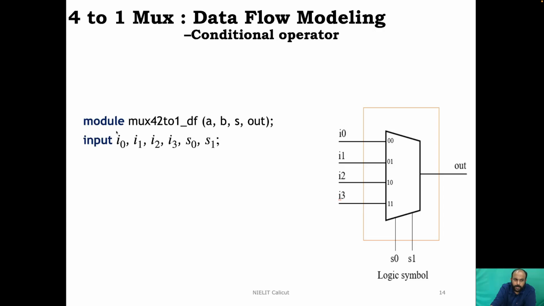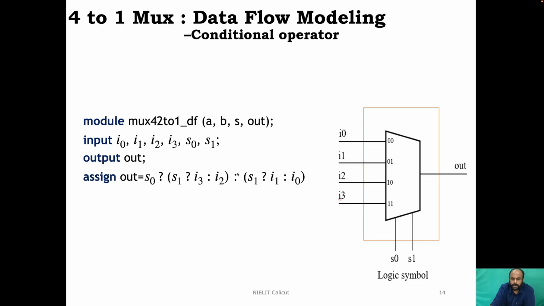So as normal, we have to write the module name. Here I have written module 4:1 multiplexer underscore DF to indicate that it is data flow modeling. Any name I can give. Then I have listed out the ports. The ports should be I0, I1, I2, I3, S0 and S1. Please strike this off and use I0, I1, I2, I3, S0 and S1. And the input ports should be declared so. And there is only one output port to be declared, that is out.